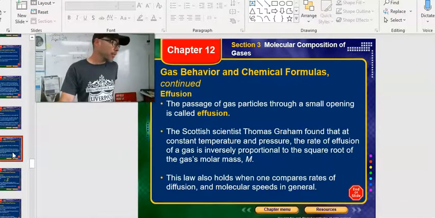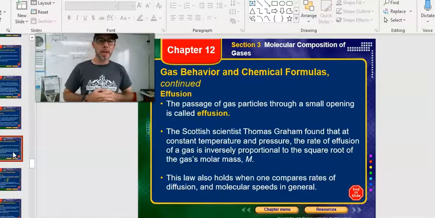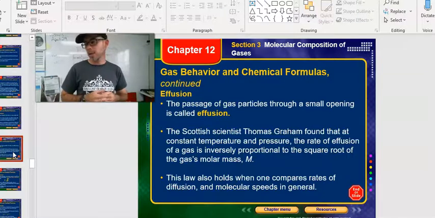Okay, here comes the kind of junior high humor part. You've got a leak. There's a hole in your bike tire or your car tire, or I don't know, it could be anything, I guess. Gas leaks are usually bad, right? This is what you hear about a gas leak. No, bad. The passage of a gas particle through a small opening is called effusion. Now, let me say that again. The passage of gas particles through a small opening is called effusion.